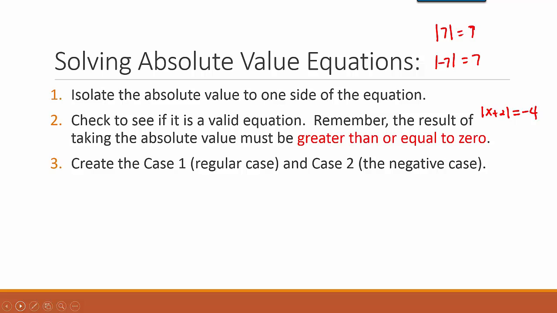So to take care of our two possible solutions, we create case 1 and case 2, is what I call them. Case 1 is our regular case. We leave everything like it is except we drop off the absolute value symbols and we solve the equation. Case 2 is our negative case. So we leave the left-hand side like it is and we make the right-hand side negative, or we multiply by negative. We solve each equation and we will have both of our answers.